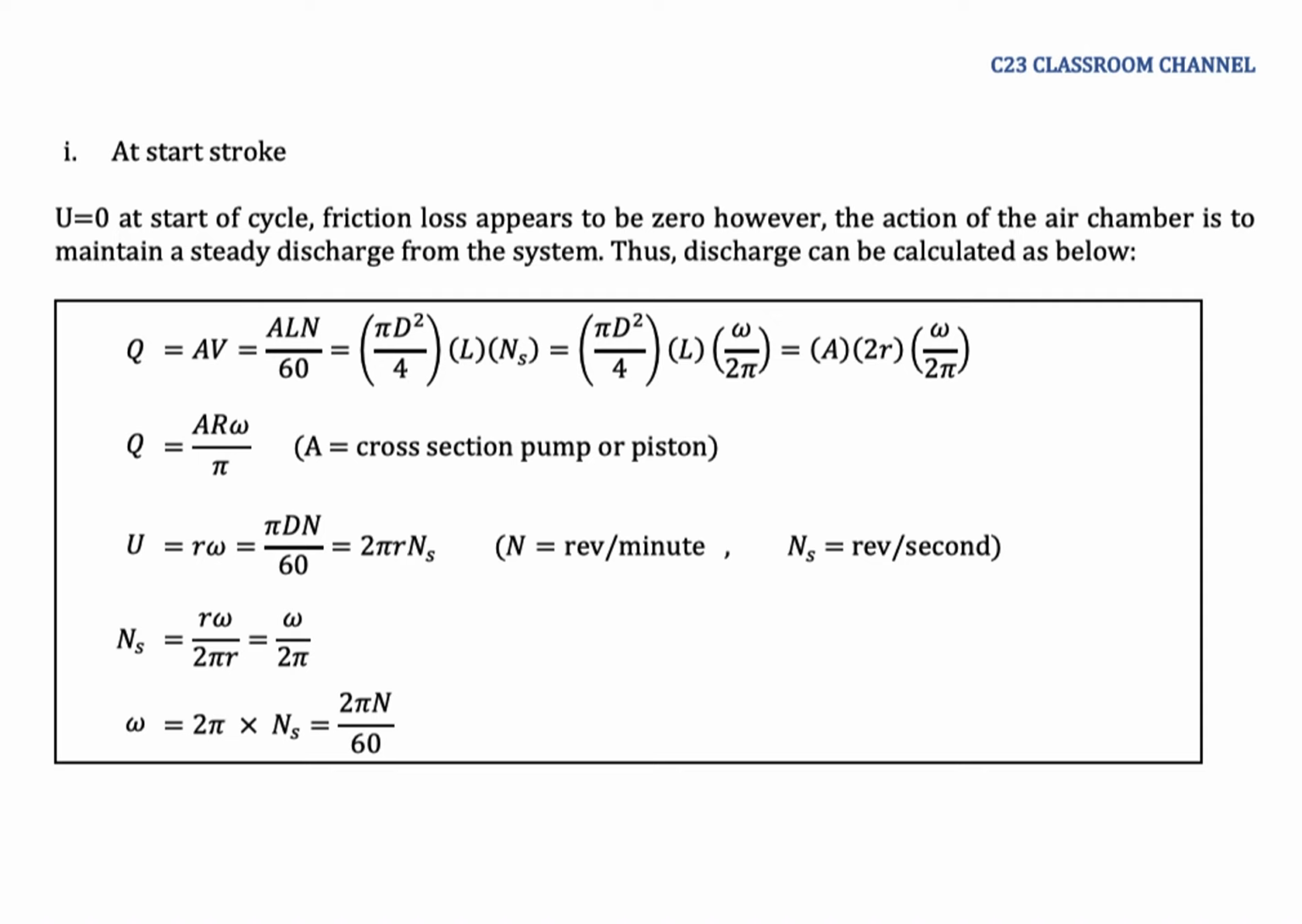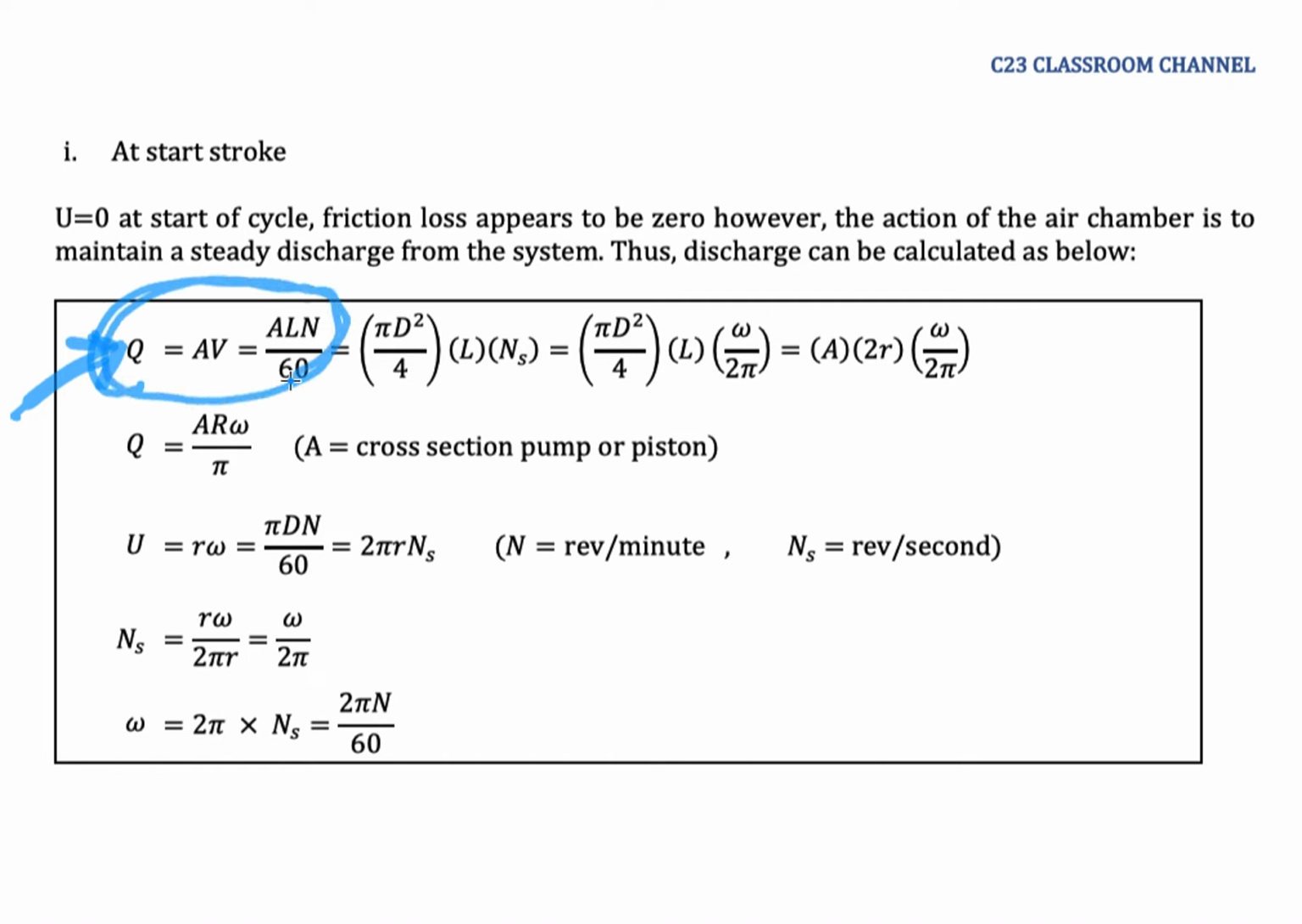So we could calculate the start of the stroke here. Because U is equal to 0 at the start of the cycle, friction loss appears to be 0. However, the action of the air chamber is to maintain a steady discharge from the system. Thus, discharge can be calculated as below. First, we need to determine the flow rate inside that pipe. We could calculate the flow rate by using this equation.